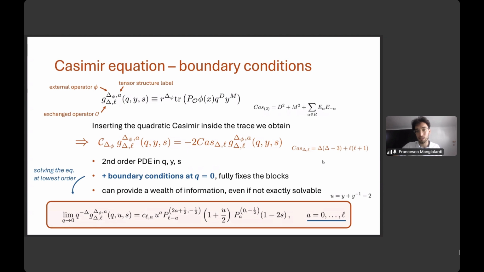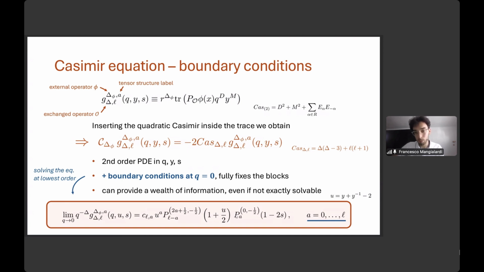Let's specify straight away our choice of boundary condition. If we expand the block around q equals 0, so low temperature, we are actually able to solve the differential equation at lowest order in q. And so in this way, we can find an exact solution for the boundary condition of the block. We see that this solution space is L plus 1 dimensional. So a, this tensor structure index, runs from 0 to L.